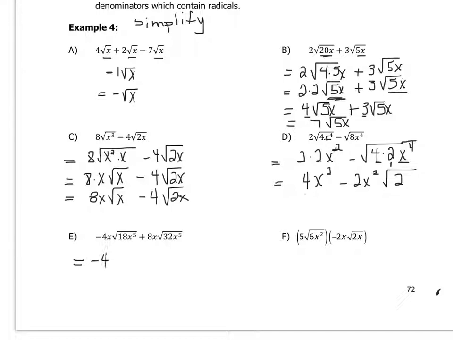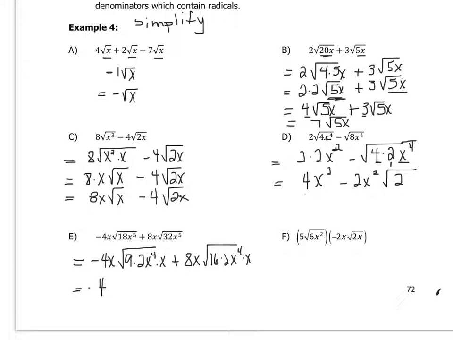The next one, for x, again, you have to break down the 18 as 9 times 2, and the x to the 5 as x to the 4 times x. And in the second expression, you can break down 32 as 16 times 2, and x to the 5 as x to the 4 times x. So we're going to simplify each radical first.